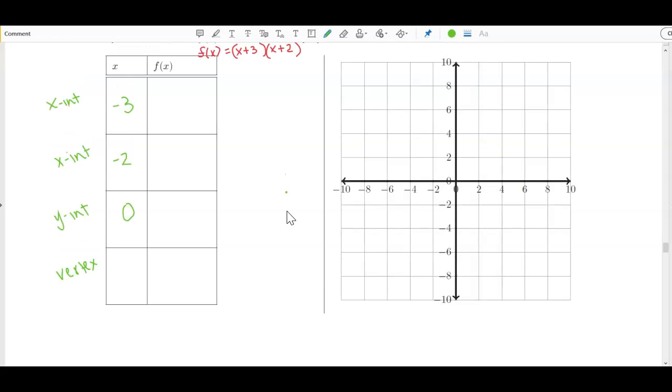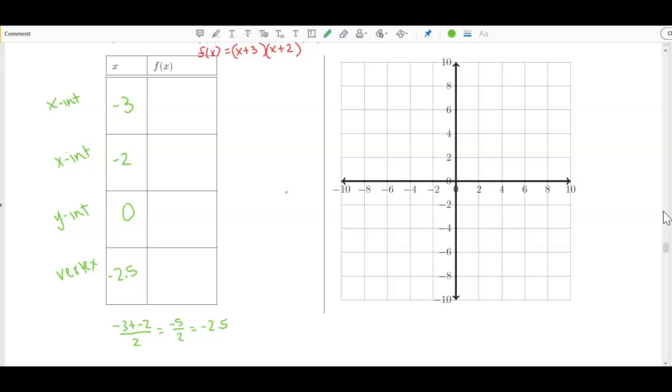We've got to pick halfway in between our two x-intercepts. Sometimes that point isn't going to be a whole number. But remember, we said we'd add those two together. So -3 plus -2 divided by 2. So -5 divided by 2 is going to be -2.5. Right? So that would be another one we want to pick.